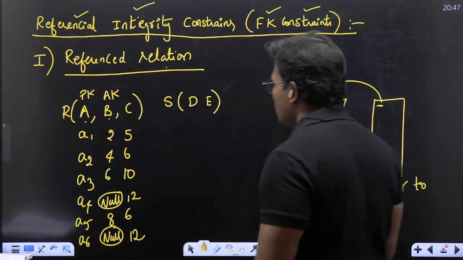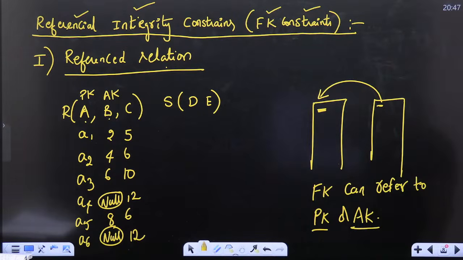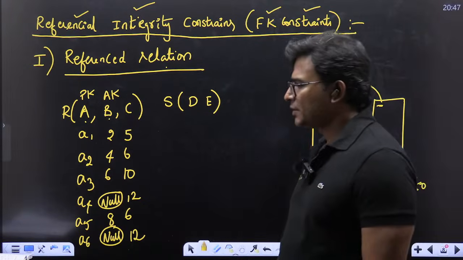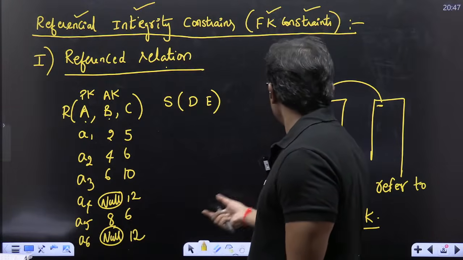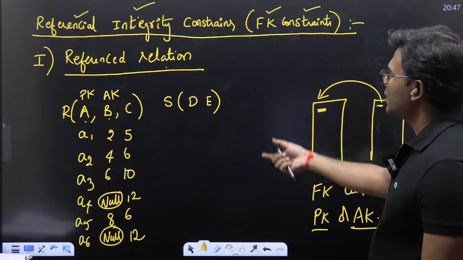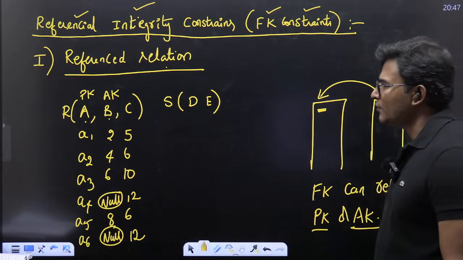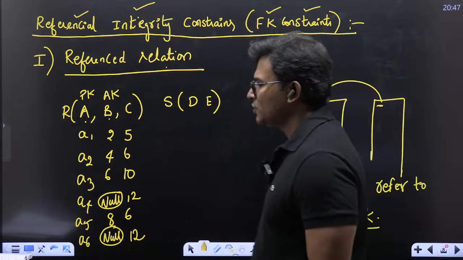Alternate keys can allow null values. Right? So you can make that point. See, from examples you are learning. Earlier I have given that a foreign key can have a null value. Now I'm saying alternate keys can also have null values.